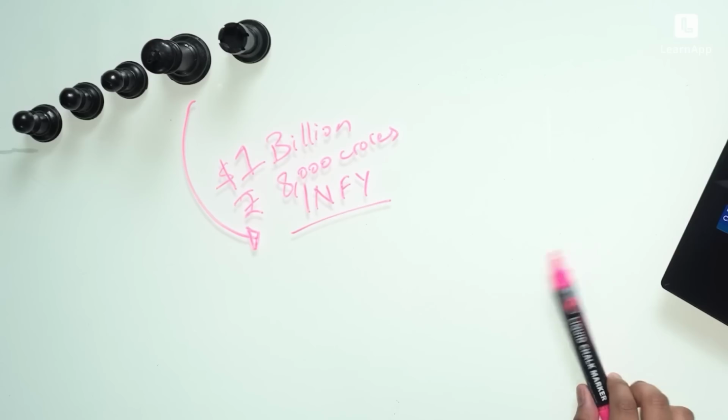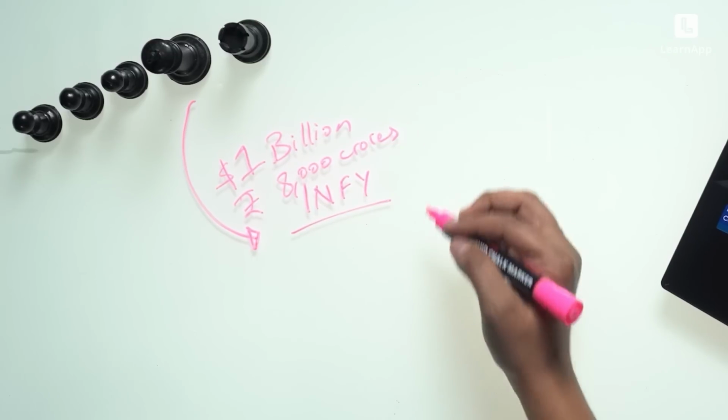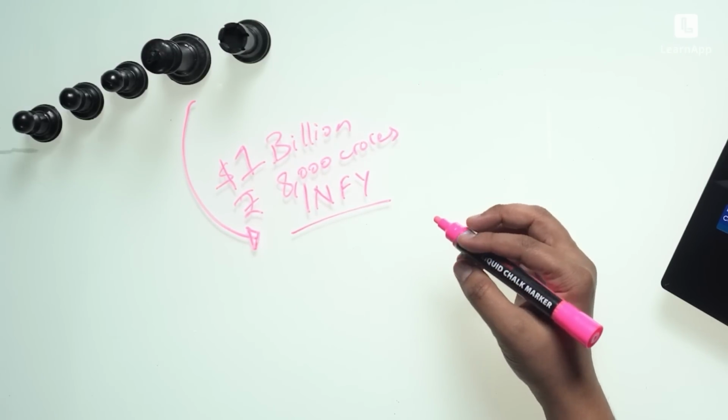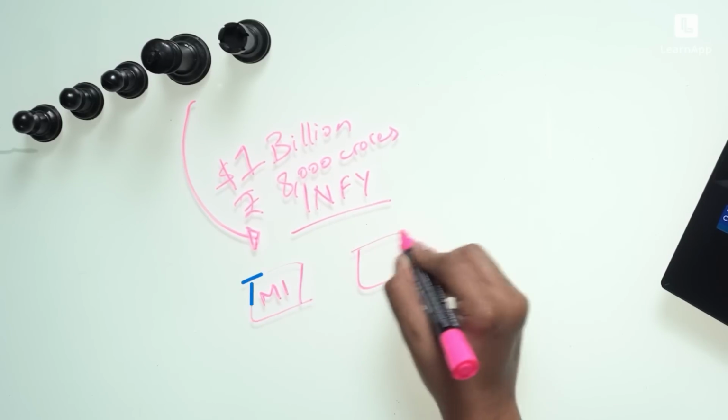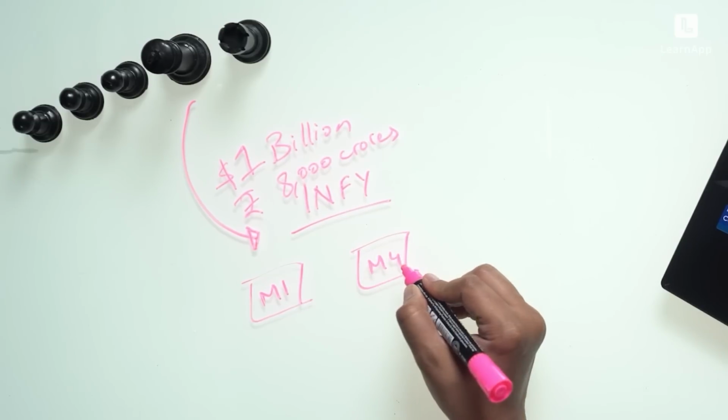Anyway, let's continue. This 8,000 crores is staggered over many months. So he will say, okay, we will put some money in month 1, we'll put some more money in, say, month 4. Now, why did I say 4?